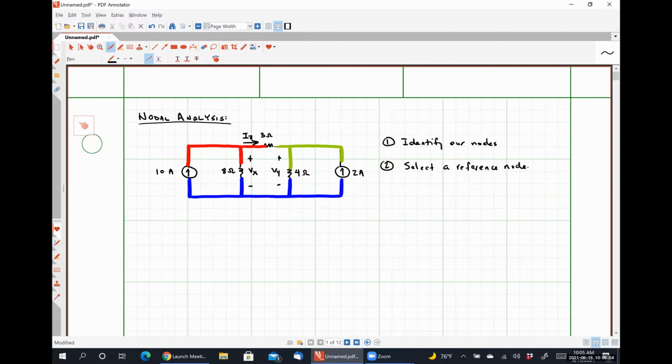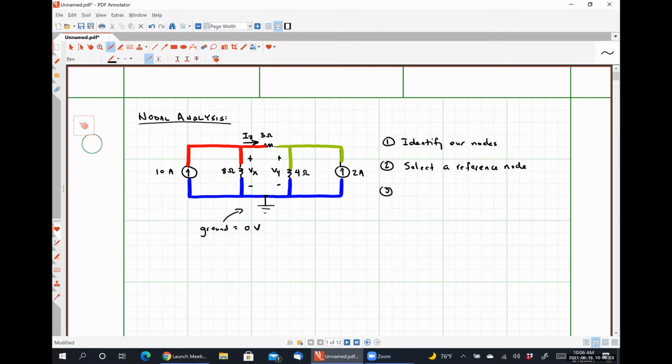I prefer to choose my reference or ground node to be the node that has the most connections to it, which in this case would be our bottommost node. So I'm going to choose the bottom node as my reference, and I do that by attaching a ground symbol to it. So this is the schematic symbol for ground, which I misspelled. So let me fix that. Where ground is equal to 0 volts, right? So it doesn't actually matter whether or not this potential in a true circuit were actually at 0 volts, because we're just going to be finding everything with respect to this. And I'll explain what I mean by that in our next step.